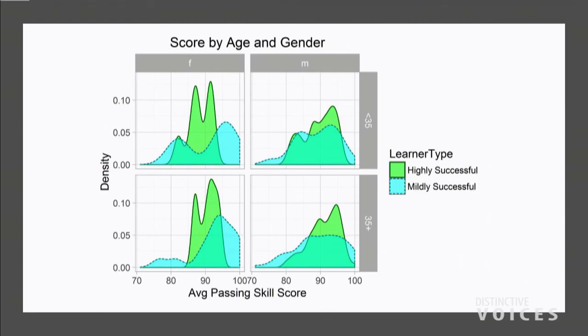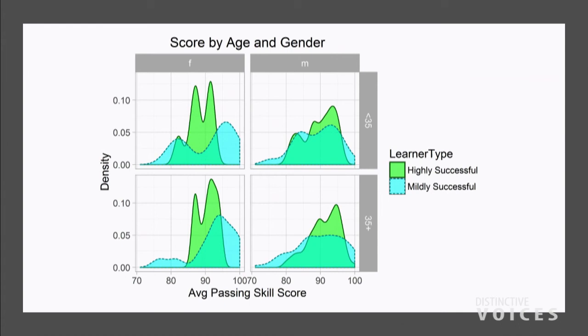So we took a look at some of our courses, okay? And you can see the score here by age and gender and in the average passing. And you notice this part of the curve? We looked at very successful and mildly successful. So these are all kinds. People who have completed 4 courses in our curriculum or completed 10 courses.